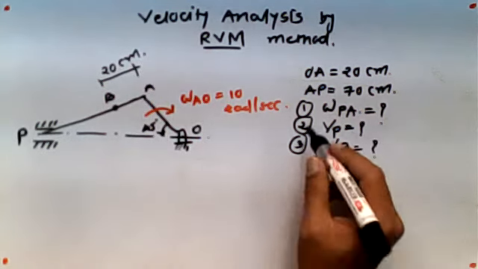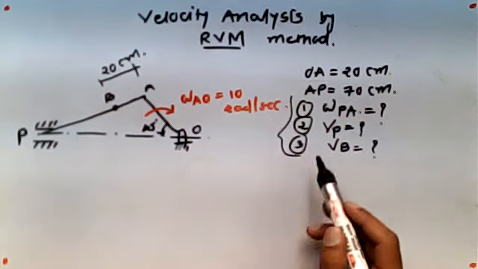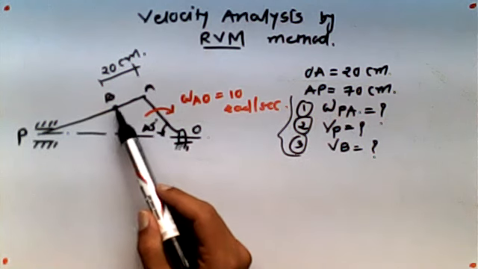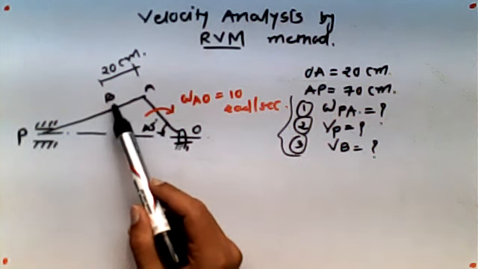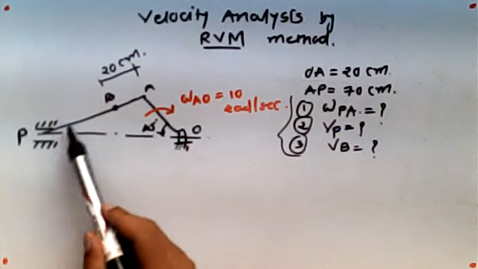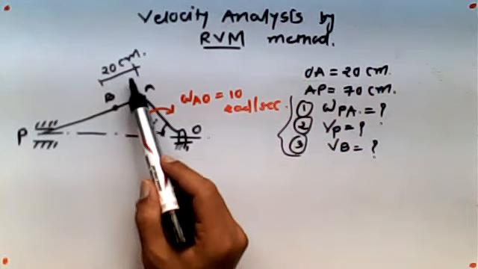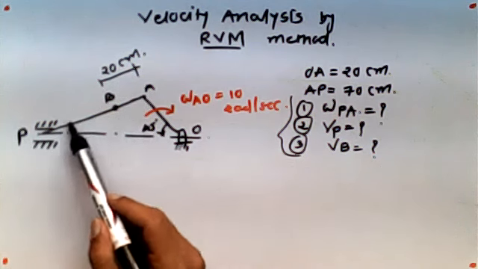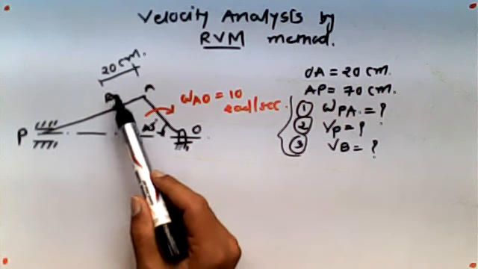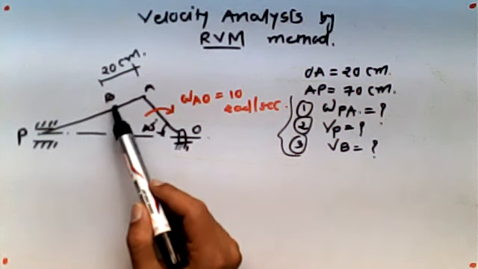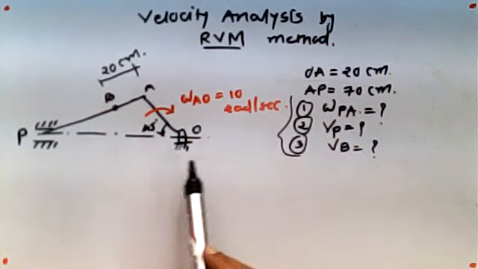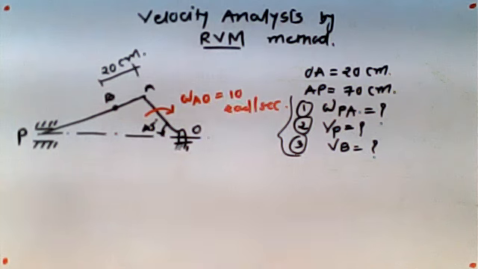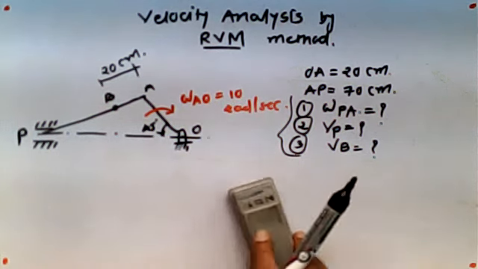So we need to determine these three things: velocity of piston, angular velocity of this link PA, and velocity of this point B. This point B is placed on this rigid link AP somewhere, and the distance is given, 20 centimeter, and total length is also given. So you can calculate the velocity of this point B also. Okay, so let's try to solve this particular problem by relative velocity method. So let's start.